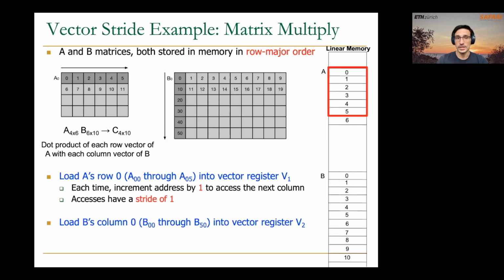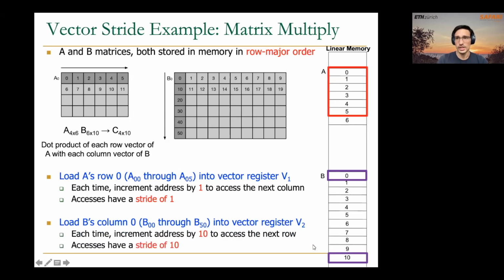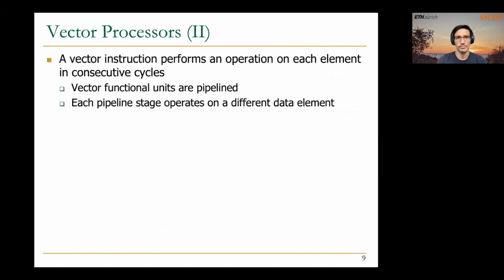However, when we access matrix B or the columns of matrix B, notice that elements in the same column are at a certain distance in memory, as you can see in the slide. In this case, this distance is 10. So the stride is 10 in this case. We will talk again about what are the considerations to be taken into account when we are using strides.